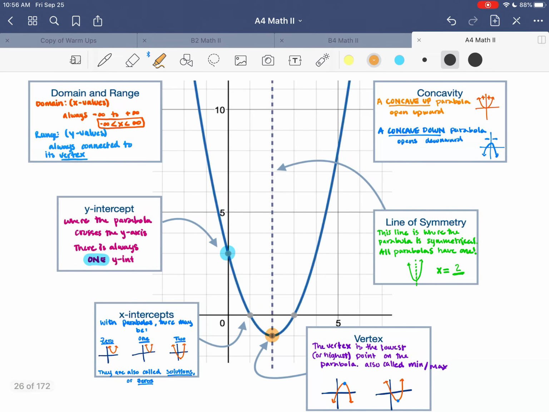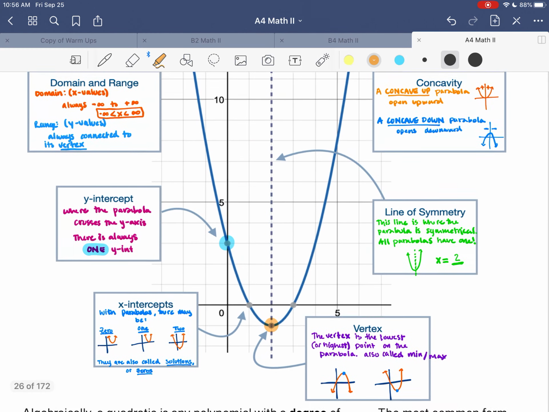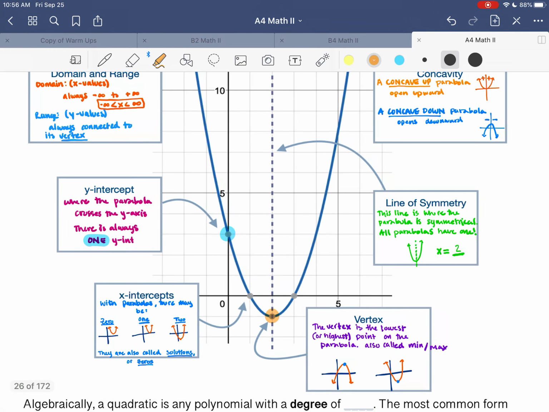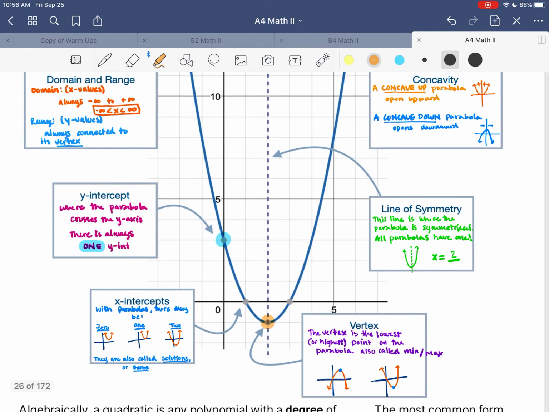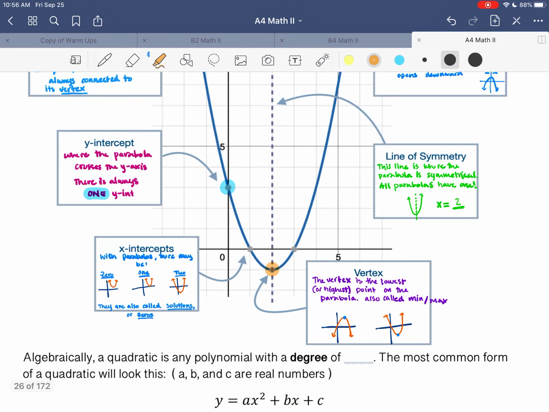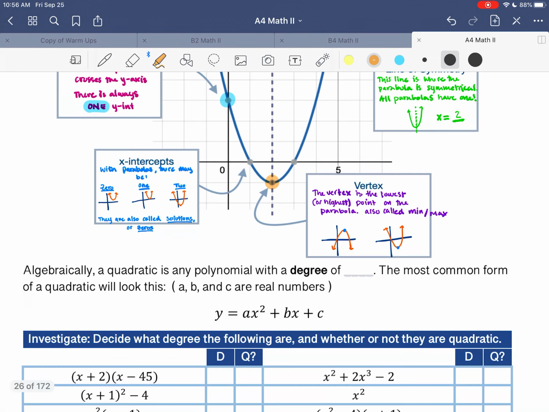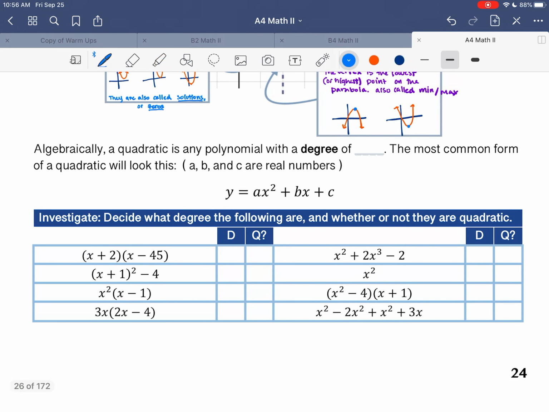The important ones, concave up and concave down, are ways to describe whether it's opening up or down. A vertex is that minimum or maximum point where it changes directions. The x-intercepts, also called solutions or zeros, are where it crosses the x-axis, and there could be 1, 0, or 2. Y-intercept, there's always 1. And domain and range: domain is always negative infinity to positive infinity, and the range is always connected to the vertex, or that lowest or highest point.